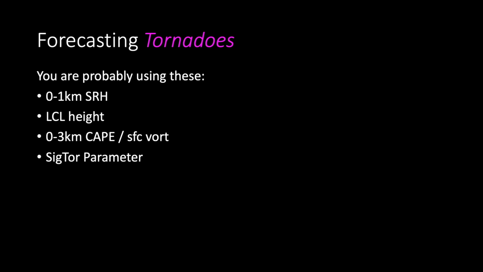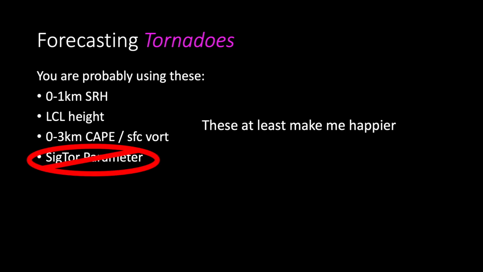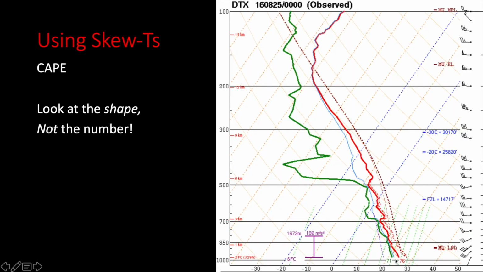So you're probably using these while you're forecasting tornadoes. And I actually don't mind most of these, except for the composite parameter. So these make me happier. Let's talk about why. So when we're using Skew-Ts, this time we need to be focusing on the shape of our CAPE and not exactly the number here.